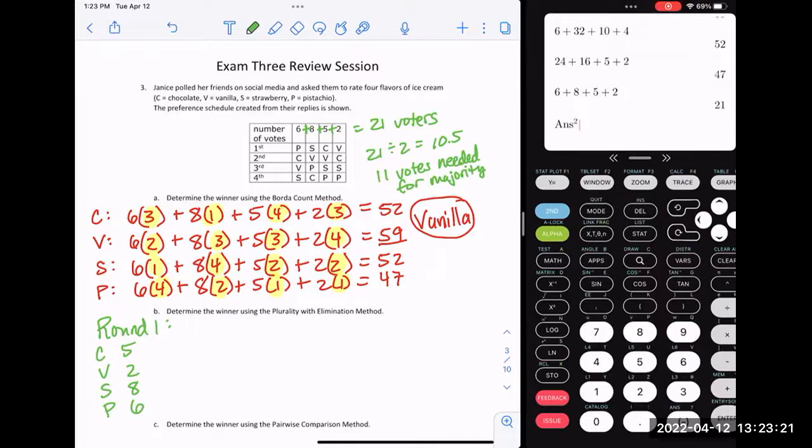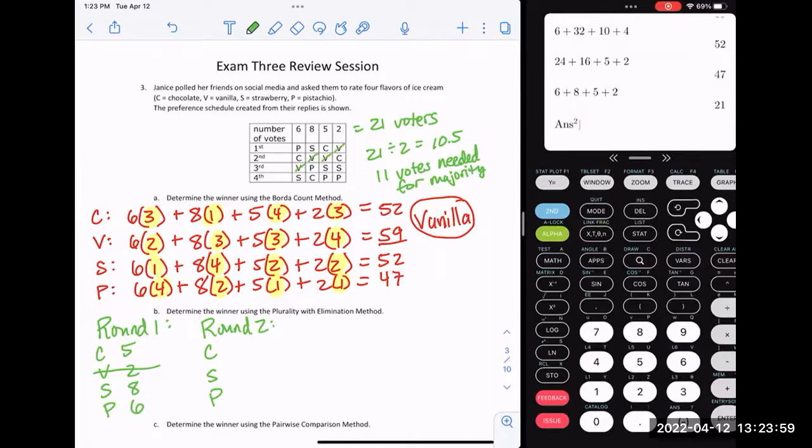So for round 2, I'm going to eliminate whoever had the fewest number of votes. In this case, that's vanilla. So vanilla had the fewest number of first place votes, so they are eliminated. And so when I go to round 2, I'm only going to total up the votes for chocolate, strawberry, and pistachio. And I'm going to go ahead when I do this, and I'm actually also going to just cross them out. And this is good to do if you can erase it later. So I'm just going to go ahead and cross out all the B's in my table.